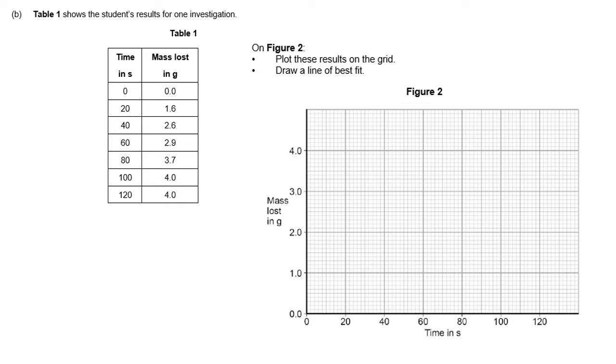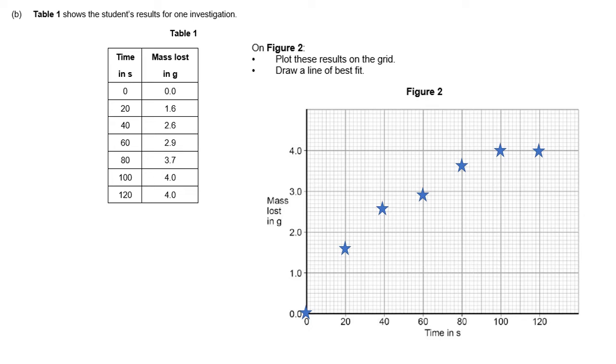So when they asked us on the next part, figure 2, plot these results on the grid, draw a line of best fit, we need to be plotting data points, not drawing bars, okay? Your data is going to look a little bit like what I've got here. You need to make sure that you are looking very carefully on your scale when you are plotting these. You have half a square allowance, give or take, they let you have. So do count those squares carefully.